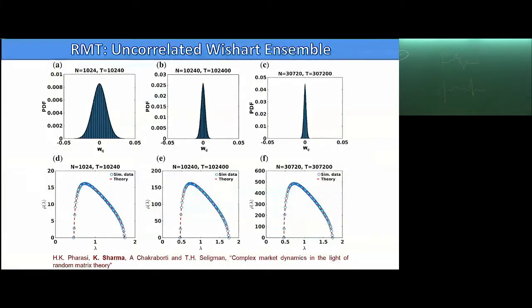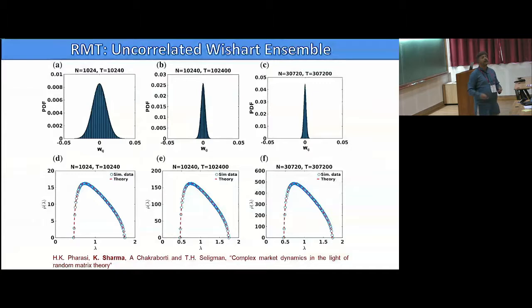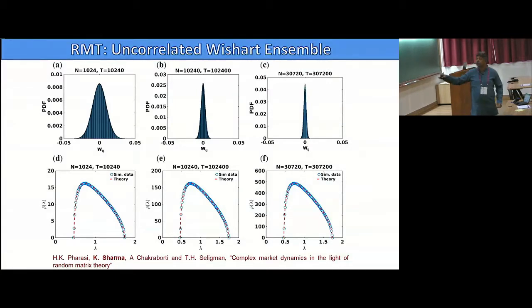You understand that? As you increase the length of the time series, this distribution becomes narrower and narrower. Ideally, when T goes to infinity and N goes to infinity, I would get a Dirac delta function around 0. What is interesting is that the eigenvalue distribution corresponding to these correlation matrices is much less sensitive to the length of the time series. You see that it remains unchanged.